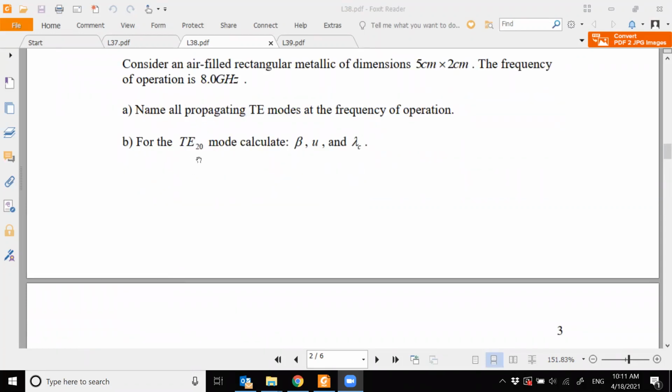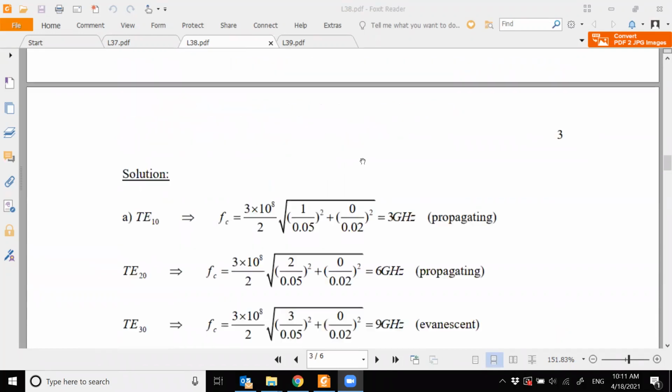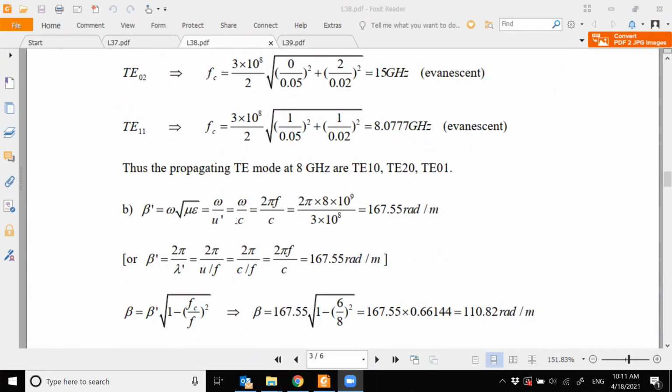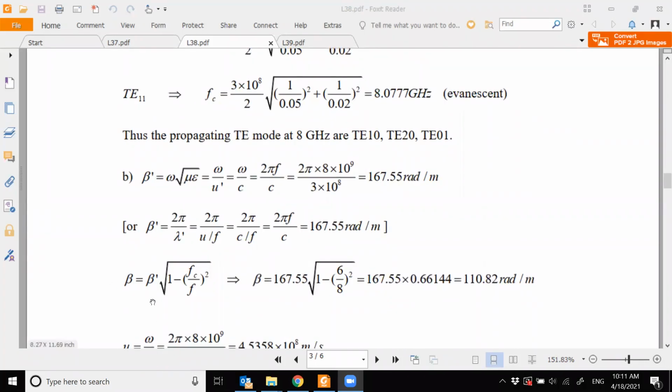And then for this particular mode, we got beta, U, and lambda C. So for TE2,0, we want to find beta. First we found beta dash, which is omega root of mu epsilon, which is omega over U dash. And since it is air filled, U dash is nothing but your velocity of light. And that's why we got this beta dash. And once I get beta dash, I can get the beta of my mode, which is beta dash root of 1 minus fc over f squared. And you are using this formula, guys, because we know our operating frequency. So I know my operating frequency f, which is 8, and the cutoff frequency of my TE2,0 mode, which is 6. And I substitute here, and this is my beta.